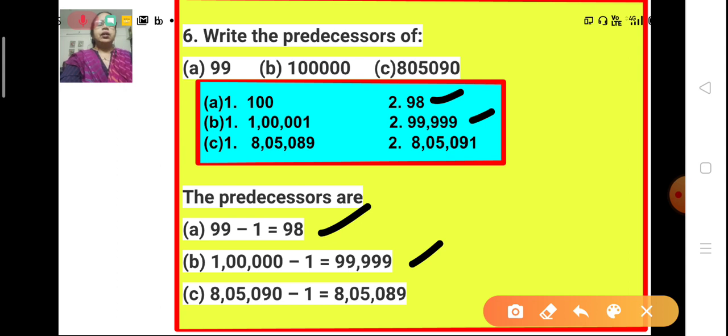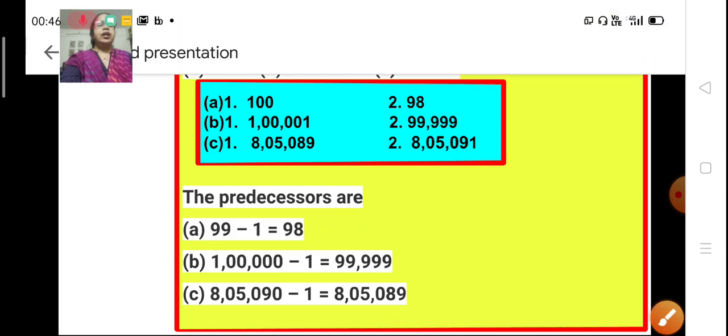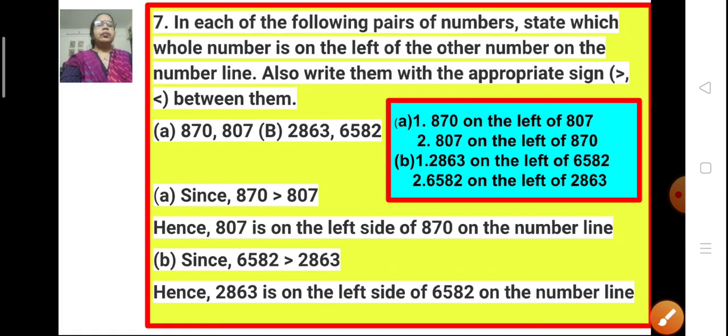And C, it is 8 lakhs 5090. If we subtract 1 from it, what do we get? 8 lakhs 5089. And here is the option. Where is it? You have to find the correct answer for this.